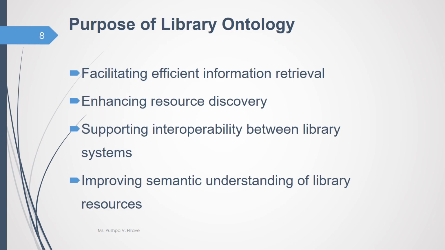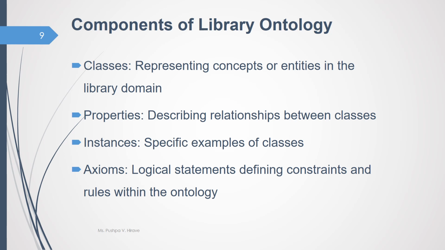The next one is why this library ontology is required, or the purpose of library ontology. It is for facilitating efficient information retrieval, enhancing resource discovery, supporting interoperability between library systems, and improving systematic understanding of library resources. Then we will see the components of library ontology.